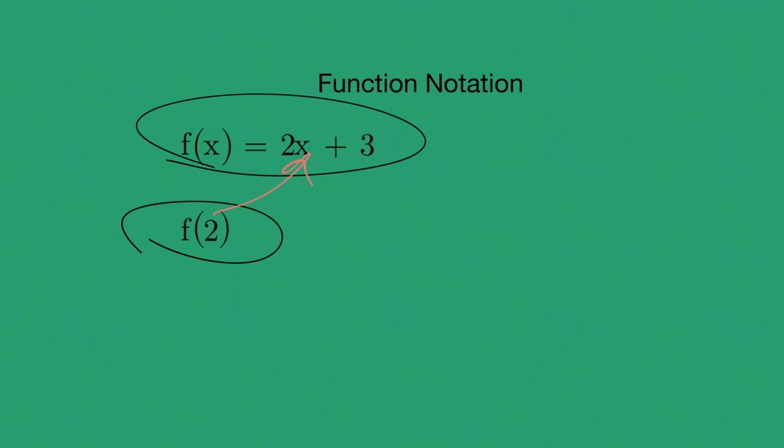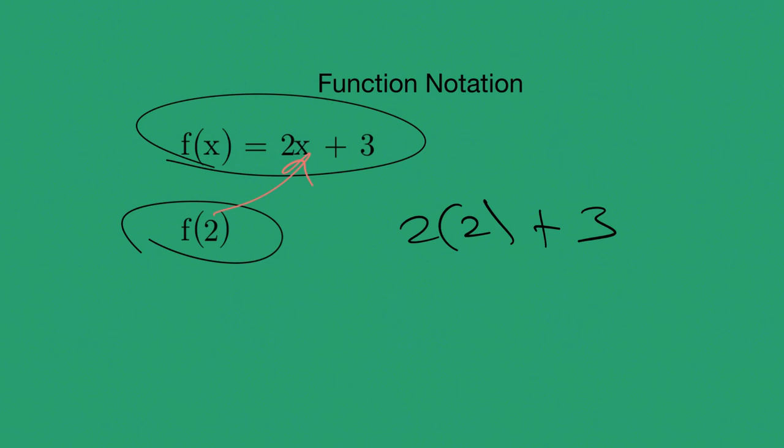And so here's what it will look like. We're going to take 2, we're going to insert it for x as such. And again, I would highly encourage you, if you replace a variable with anything, put parentheses around it. The f did not turn into a 2. That is f of 2.